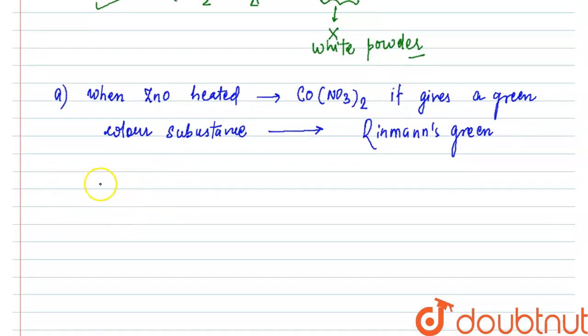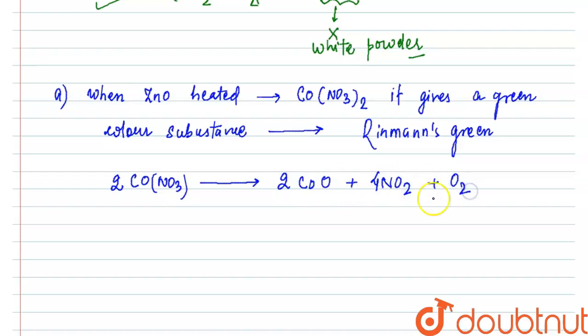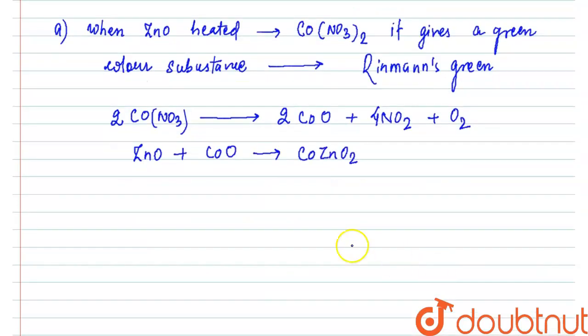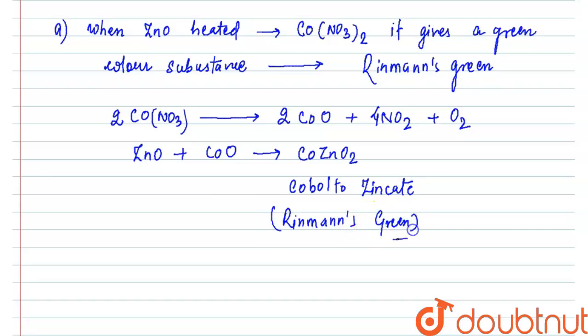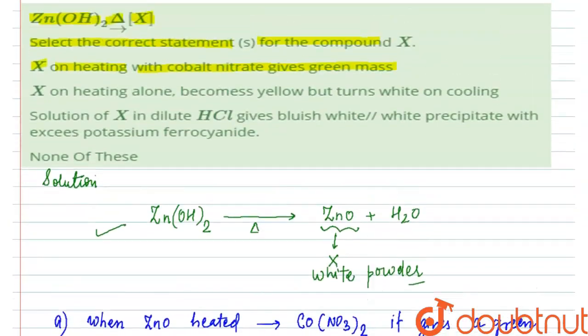Let me write down the reaction for it. When 2 moles of cobalt nitrate are heated, it decomposes into cobalt oxide, and 4 moles of NO2 and oxygen gas are evolved. When ZnO is treated with cobalt oxide, we get a complex, CoZnO2. This is the cobalto zincate, which is Rinman's green, used as a green color pigment. So the first statement is the correct statement.